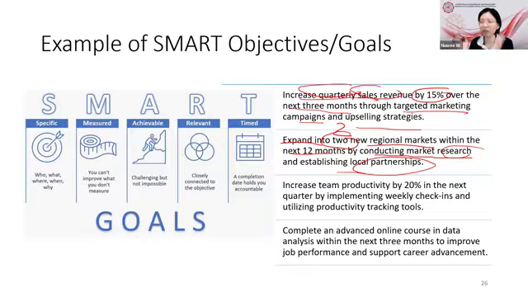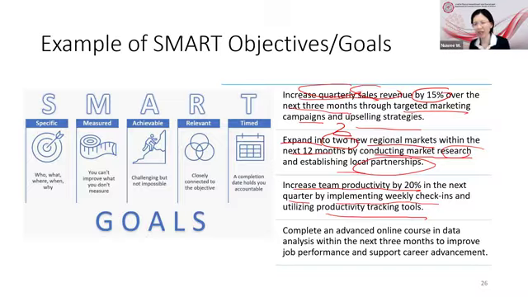Okay, let's say we're not in sales, we're not in marketing. Let's say we are in manufacturing. We want to come up with a goal to increase team productivity by 20% in the next quarter, right? By implementing weekly check-ins and productivity tracking tools. So this is more specific, right? How to attain that? To be specific, use this and this strategy.